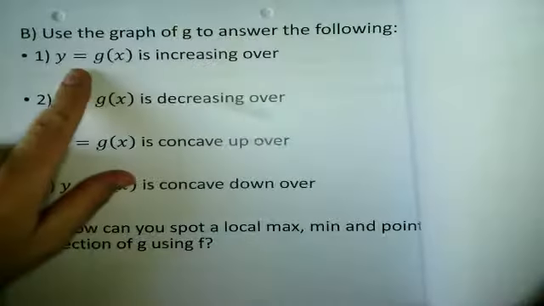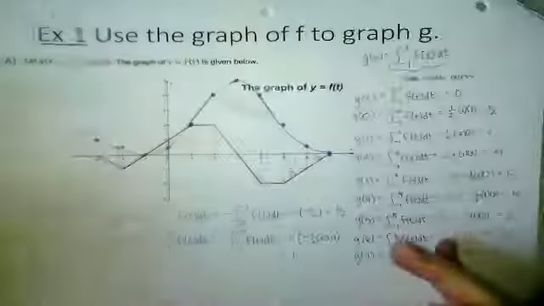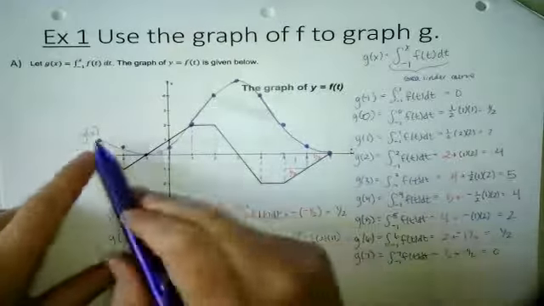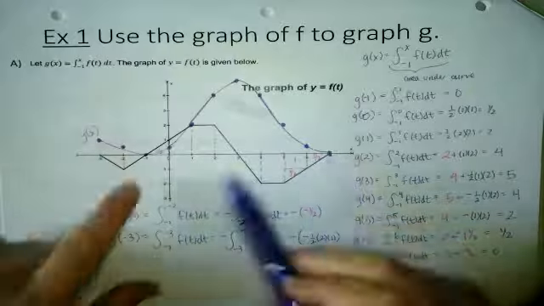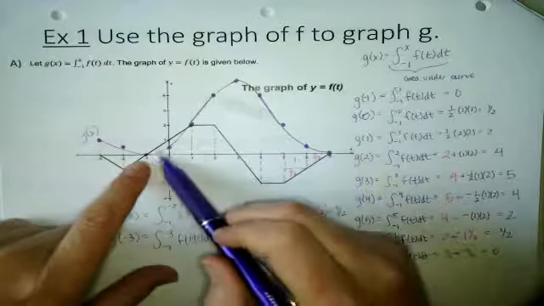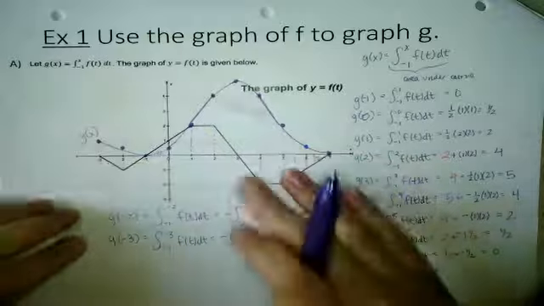So we want to know y equals g of x is increasing over what interval? So when we're looking at our purple graph here of g, it's where is it increasing? Well, it's certainly increasing from -1 up to 3.